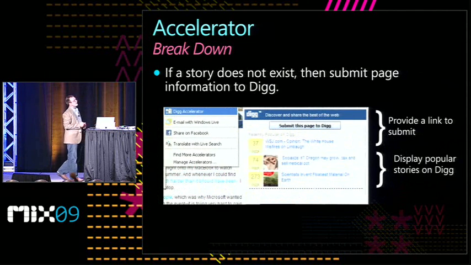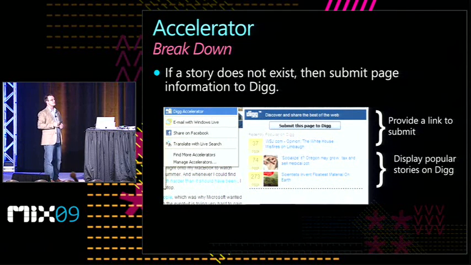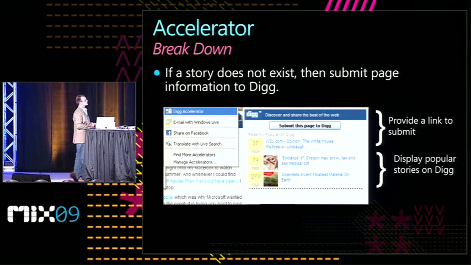So if I go to a page and that page hasn't already been submitted, one of our first project goals was to get them to submit that. So in a pretty brute force way, we're saying, okay, this story hasn't been submitted, submit the page to Digg. Clicking on that button will actually go into the submission process. And I'll show you what that looks like in a second.